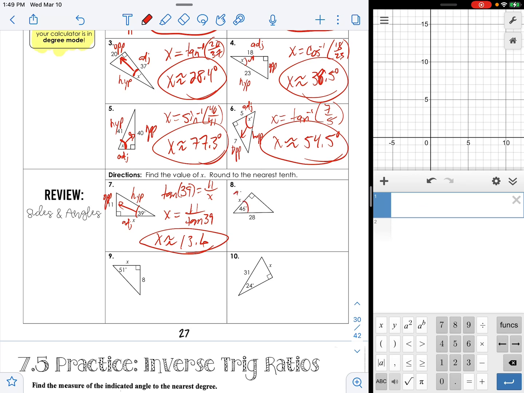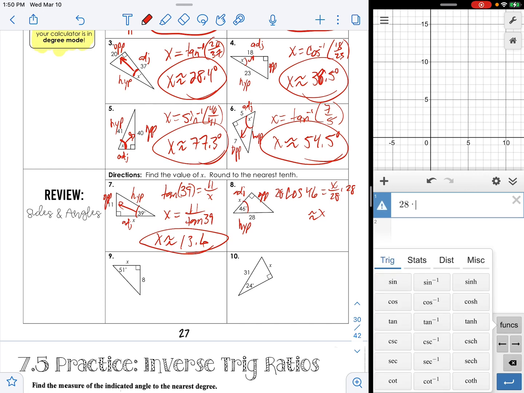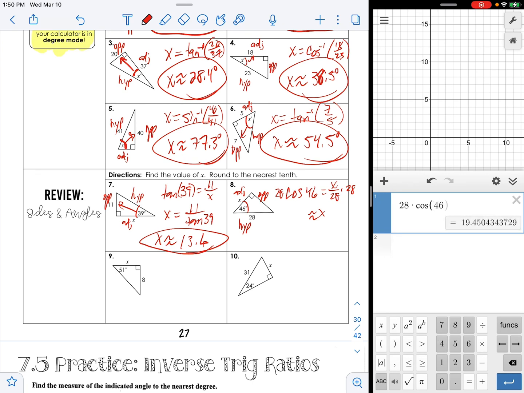Right, here we go. We got this one. Right next to it is adjacent. That makes this opposite. That makes this the hypotenuse. We have adjacent and hypotenuse, CAH. So that's cosine of 46 is going to equal adjacent, which is x, over the hypotenuse, which is 28. We're going to multiply by 28 both sides. So x is approximately 28 times the cosine of 46, which is 19.5. So how far did we get there. Let's check the next one.